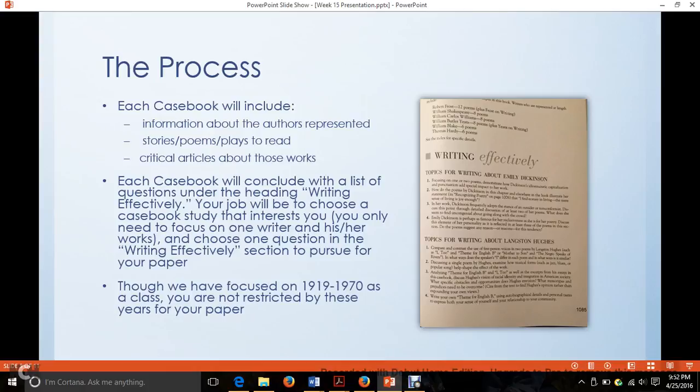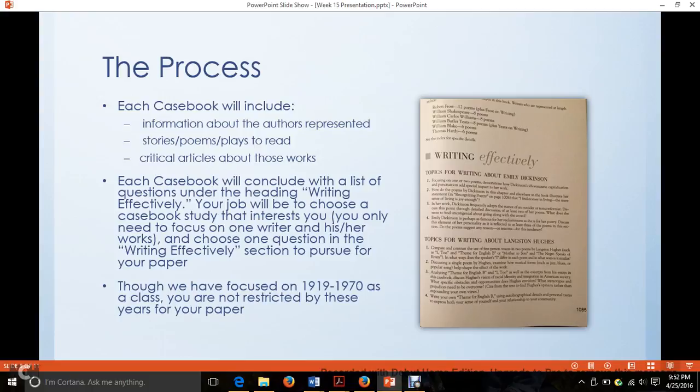So each casebook study will conclude with a list of questions. And they're entitled Writing Effectively. So I have a picture here of one of the pages from the chapter about Emily Dickinson and Langston Hughes. So you can see what that looks like. So your job is going to be to choose a casebook study that interests you, and you're going to choose one work or more from the author that you choose, and choose one question from Writing Effectively to pursue for your paper.